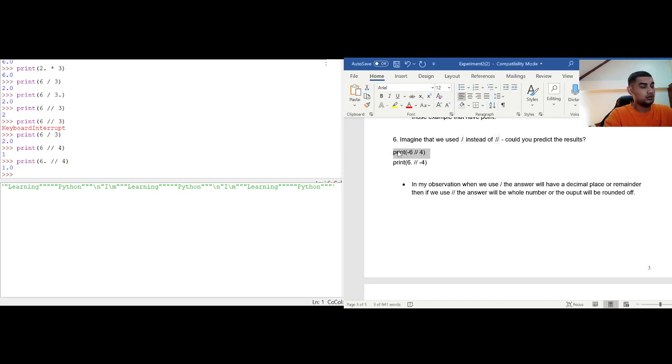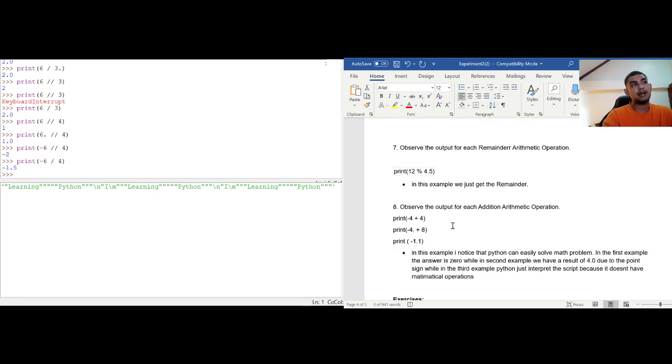So for string number 1, as you can see, we use 2 slashes, and the answer is negative 2. Well, if we remove one of the slashes, the answer will be negative 1.5. So if we have 2 slashes, the answer will be rounded off to negative 2, while if we use 1 slash, the answer will be negative 1.5.